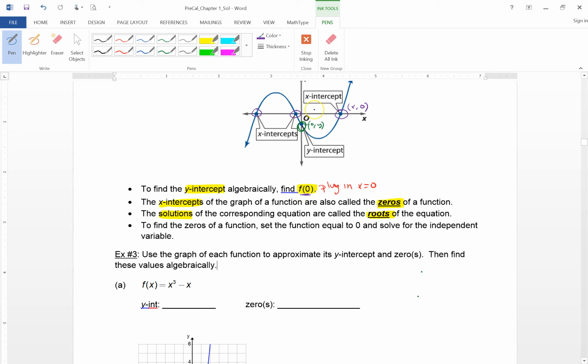In the case of the x-intercepts, these are where the graph crosses the x-axis. So for each of them, the location looks like x comma 0. The y-coordinate is now 0.